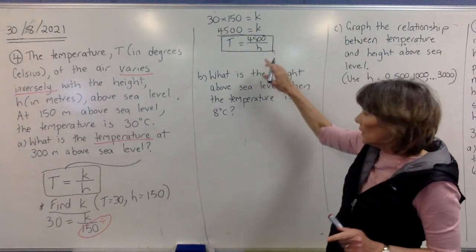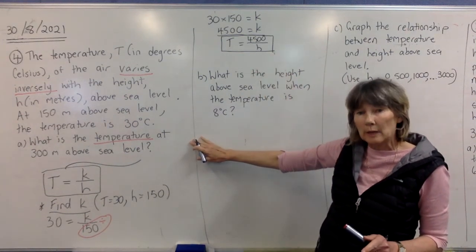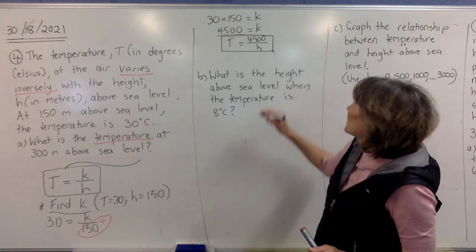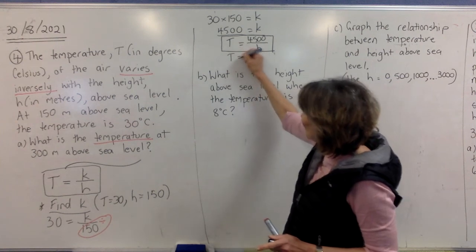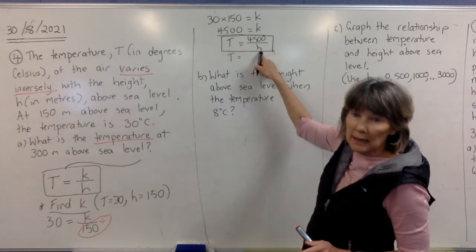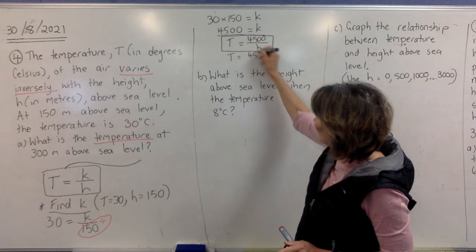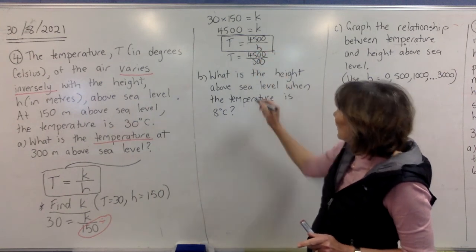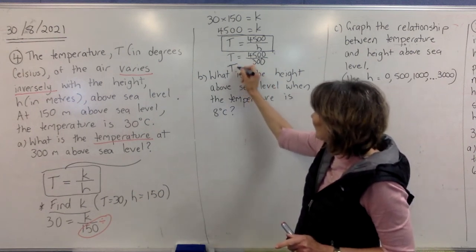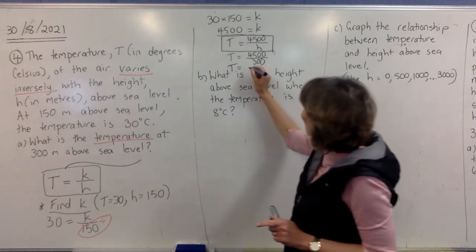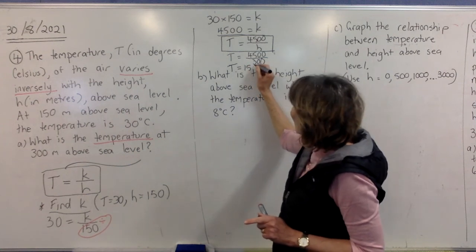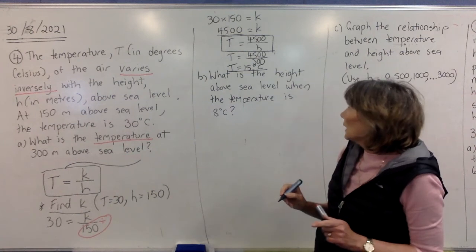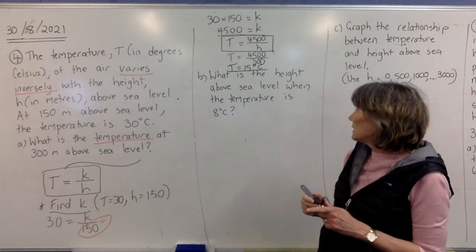Okay, so we're going to finish this now by answering the question they wanted to know, which is what's the temperature at 300 metres above sea level? So we're looking for the temperature. The 300 goes in here for H. Okay, and then we're going to work that out. And if you get your calculator and work that out, you'll get 15. And it's degrees Celsius for the units for the T for temperature. Okay, so your answer is T equals 15 degrees Celsius.